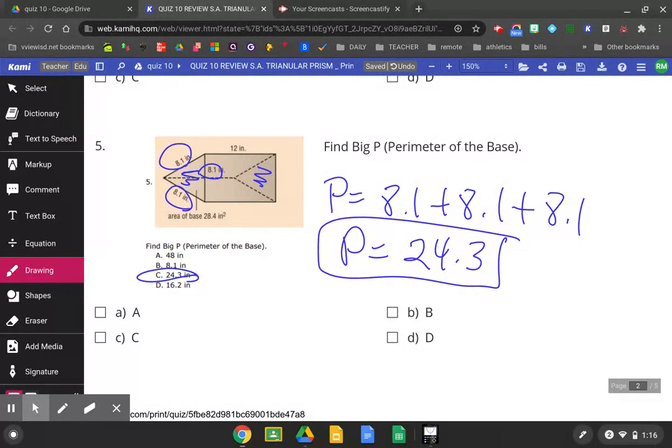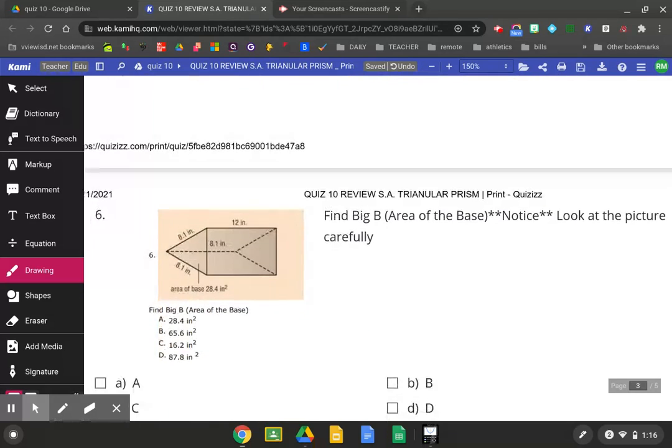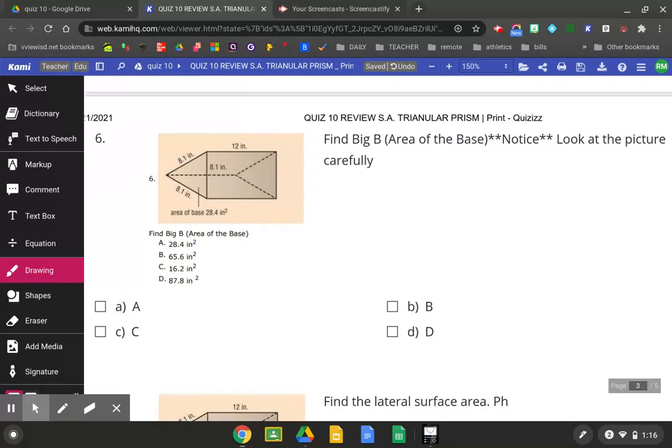Okay, add in all the sides. Now let's move on to number 6. Number 6 is asking for the big B, area of the base. Notice, look at the picture carefully. If you did not see this, you probably put something else. Right there it says area of the base. That is actually your big B, 28.4. That's the answer.